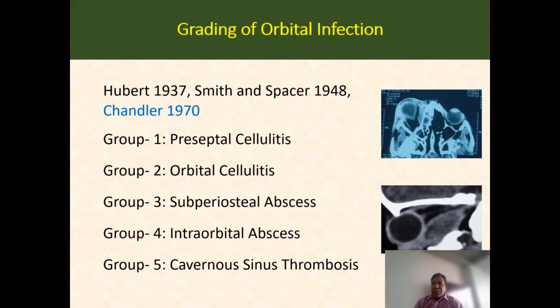The Chandler classification describes 5 categories of orbital infection, but not necessarily found in chronological order. Group 1 is preseptal cellulitis, Group 2 is orbital cellulitis, Group 3 is subperiosteal abscess, which is present and surgical intervention is often required. Group 4 is characterized by an orbital abscess, and Group 5 includes a cavernous sinus thrombosis.